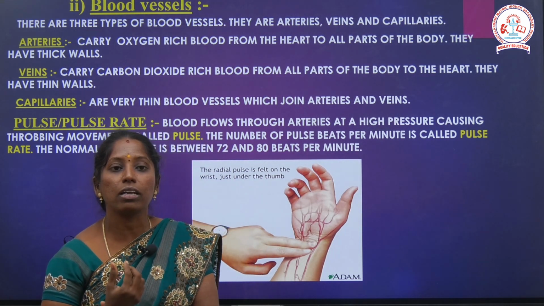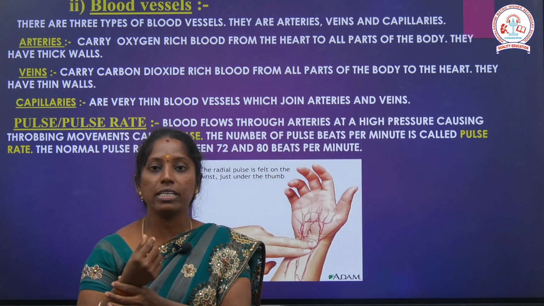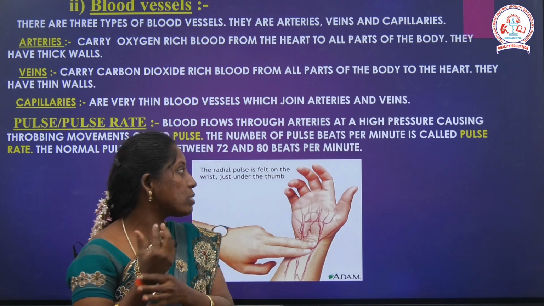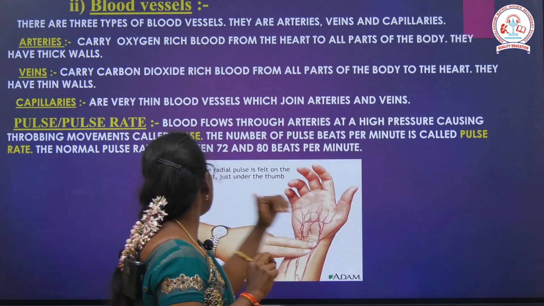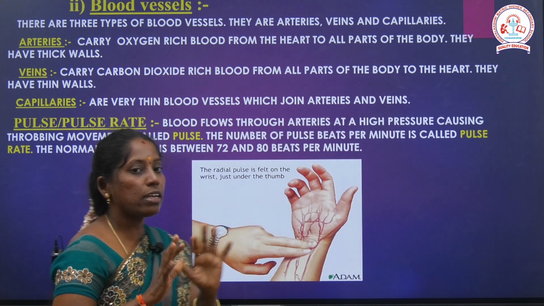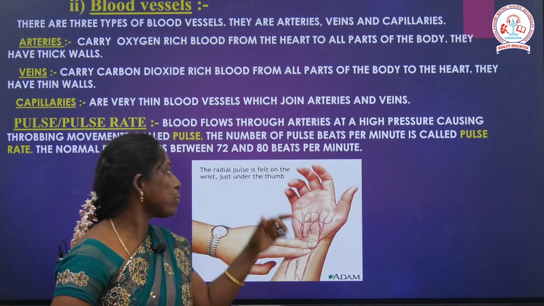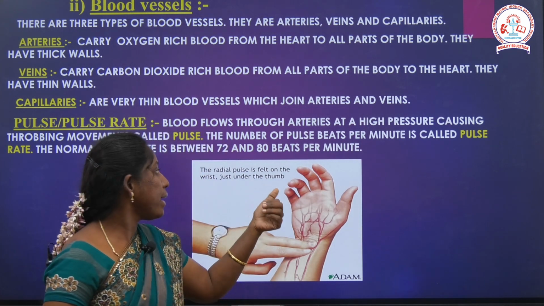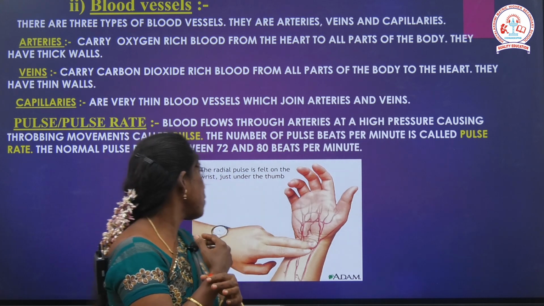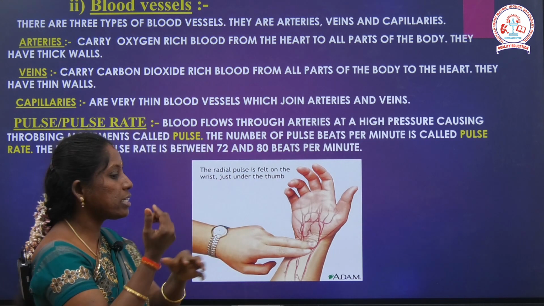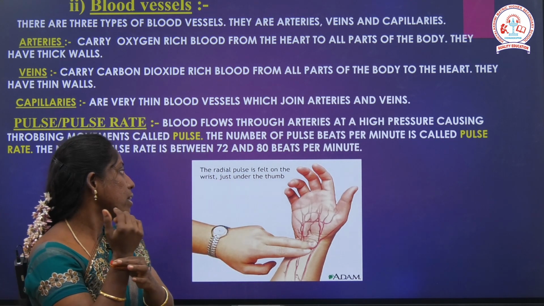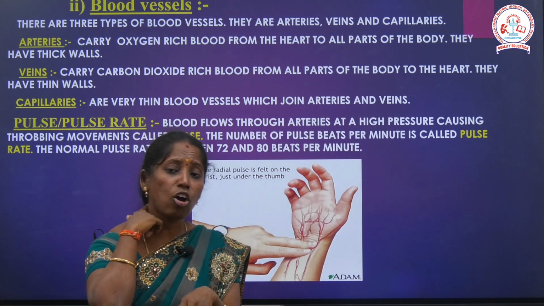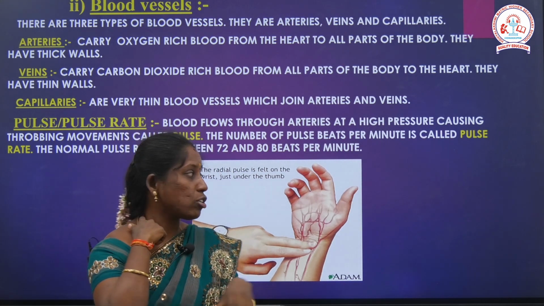What is the pulse rate? The number of pulse beats per minute. The number of pulse beats per minute, that we call the pulse rate. What is the normal or average pulse rate per minute? It is 70 to 80 beats. We can check it at the wrist of our hand, and it can also be checked at the neck.